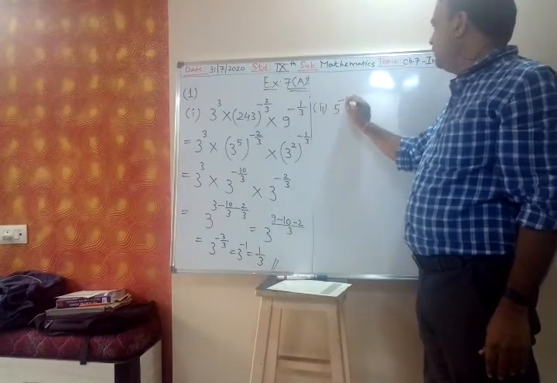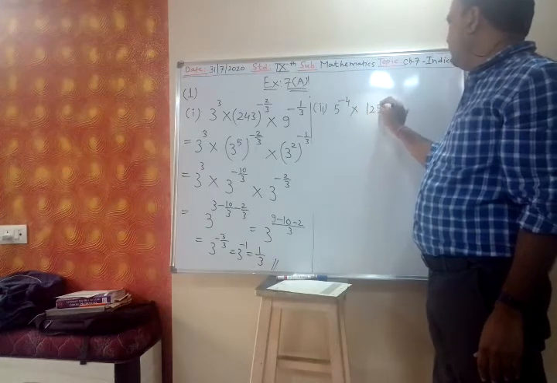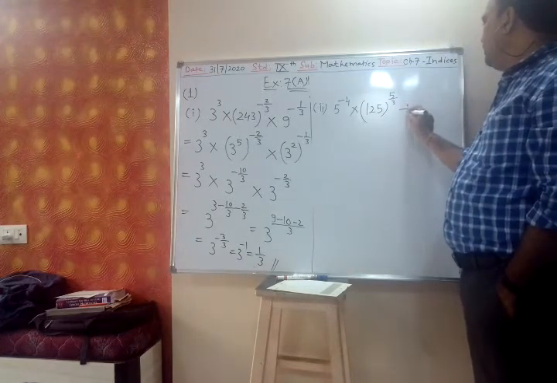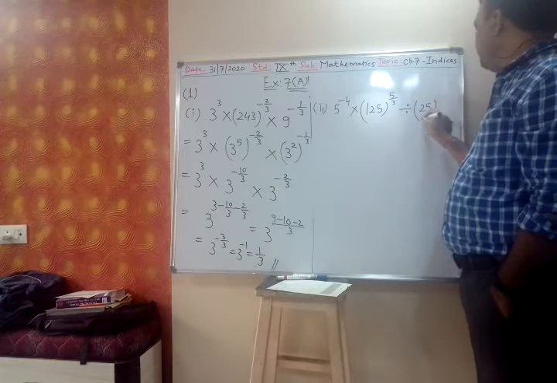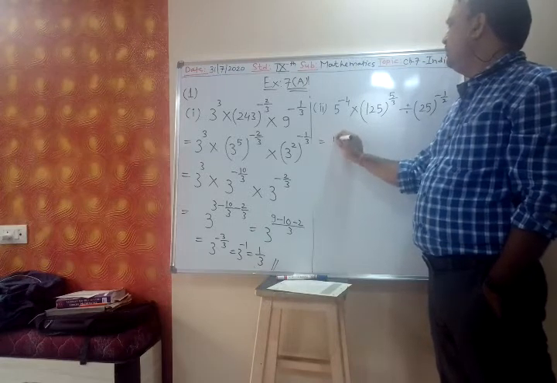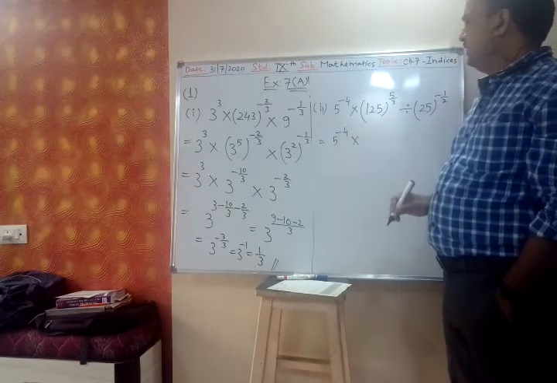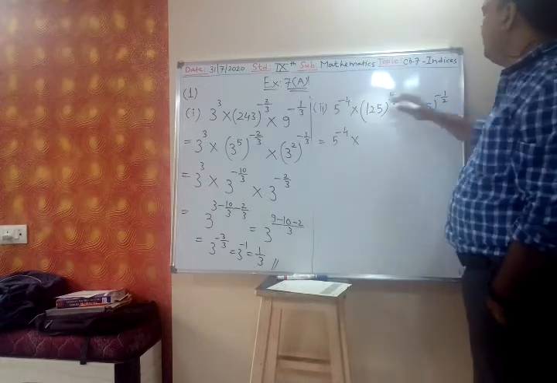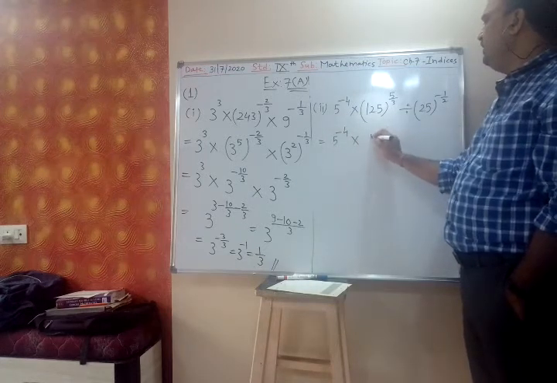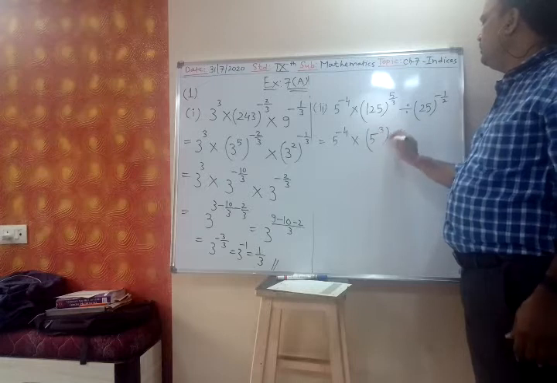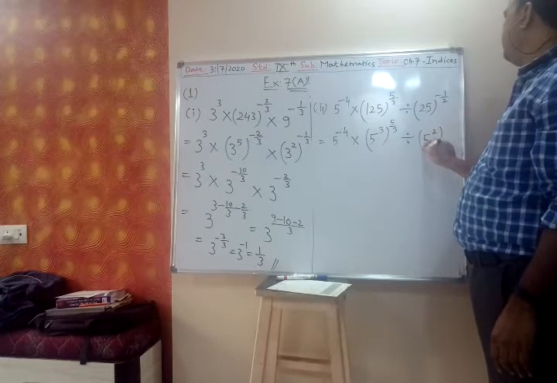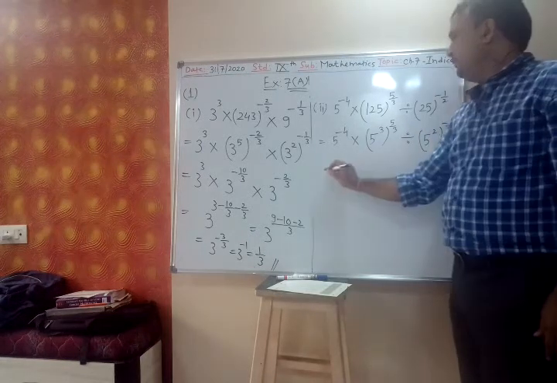5 raised to minus 4 into 125 raised to 5 by 3, divide by 25 raised to minus half. We write this 5 raised to minus 4 as it is. First, let me convert all to the same base 5. 125 I can write as 5 raised to 3, so 5 raised to 3 raised to 5 by 3. Divide by this, which I can write as 5 raised to 2 raised to minus 1 by 2.